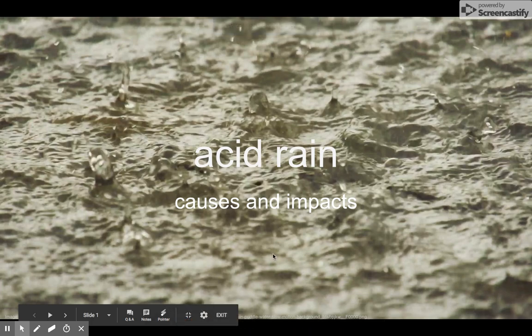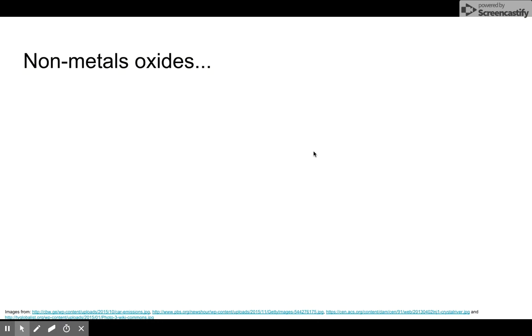Okay, so what do you know about acid rain? We're going to have a quick look at acid rain. First of all, a reminder about non-metal oxides. Remember, non-metal oxides are acidic.